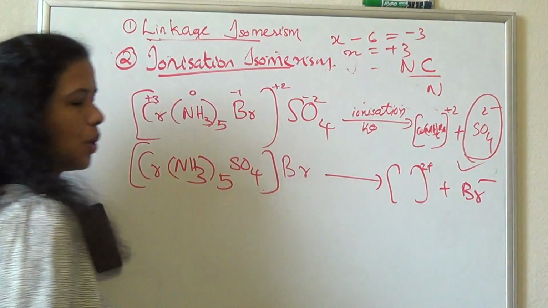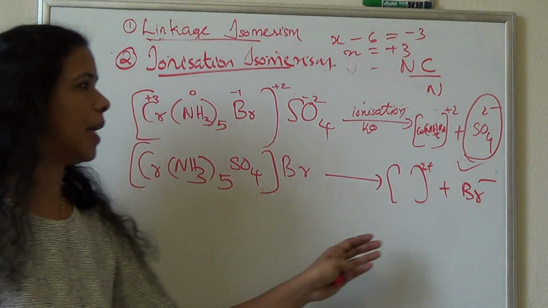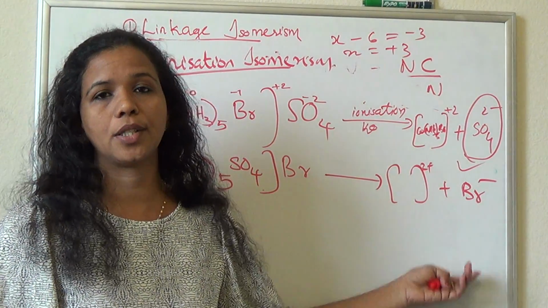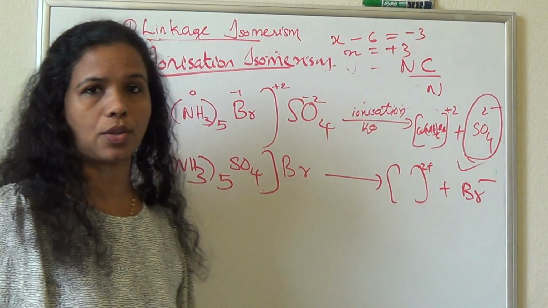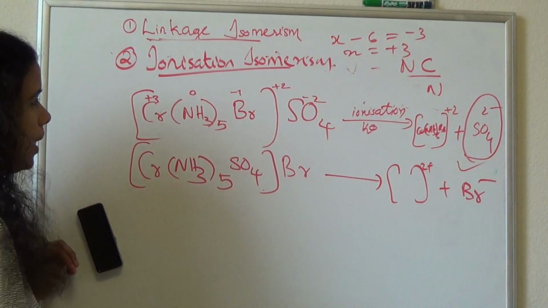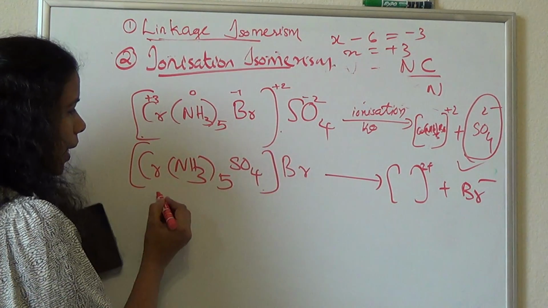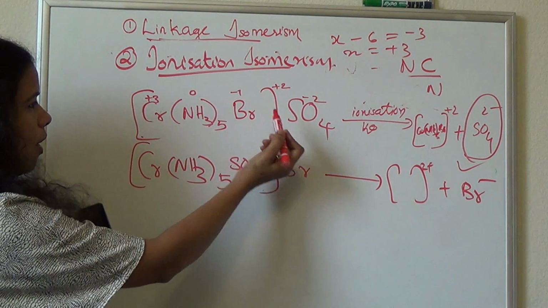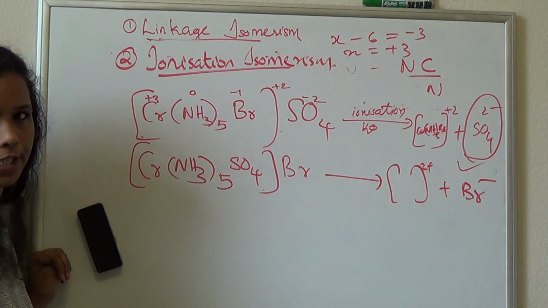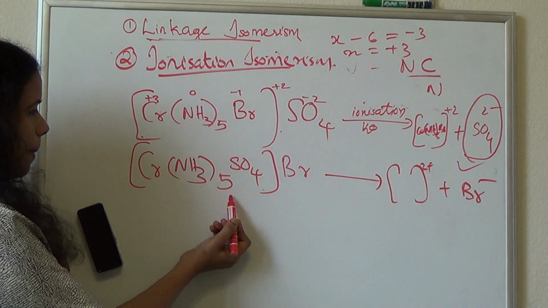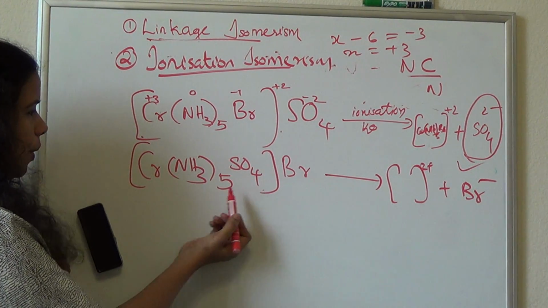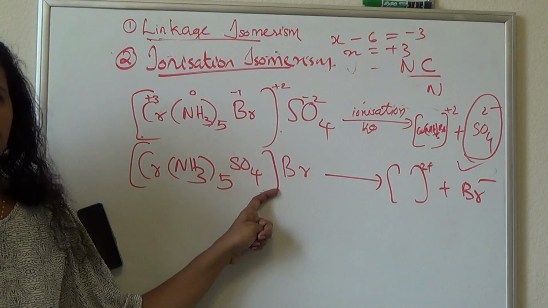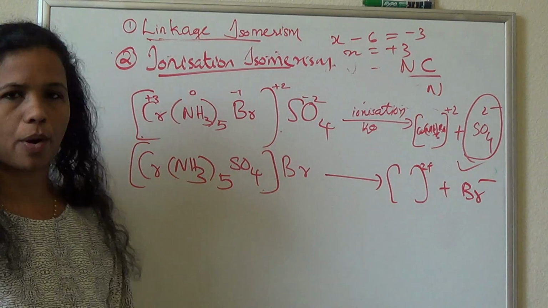bromide ions in solution. So if you add barium chloride, we will not get the white precipitate, but we can find the presence of bromide ions by using another solution. That means these two have the same molecular formula because they are 1 Cr, 5 amine, 1 bromine, 1 sulfate. And its name is pentaamine sulfato chromium 3 bromide.